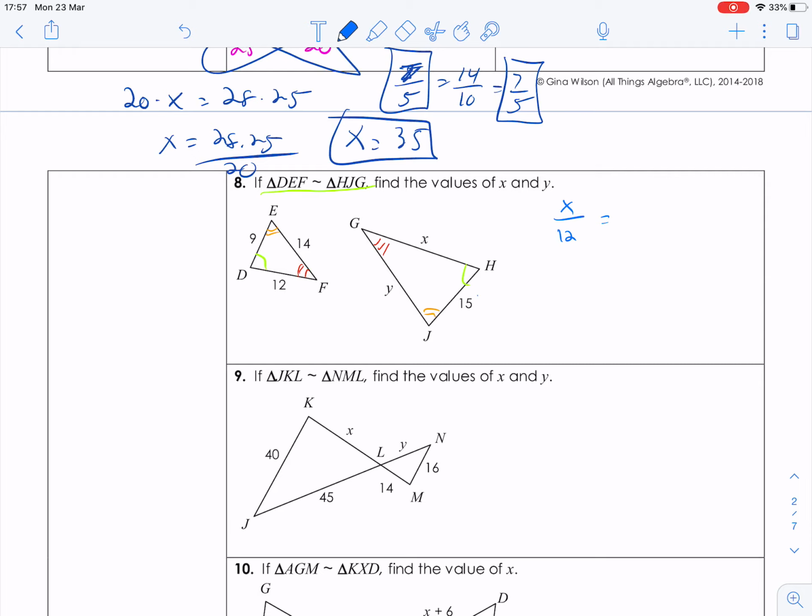So we have to use 15. So 15 goes with, between orange and green, that's 9. So there we go. 9x equals 180. X equals 20. So there we go. X equals 20. So now we can find Y.